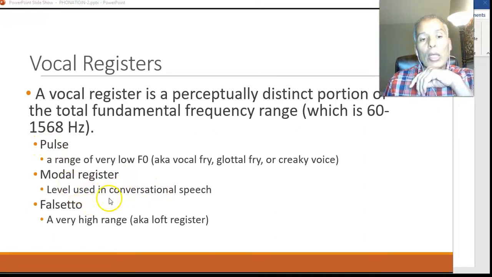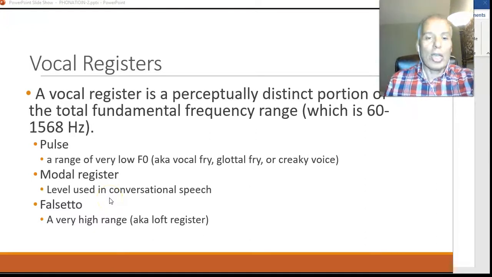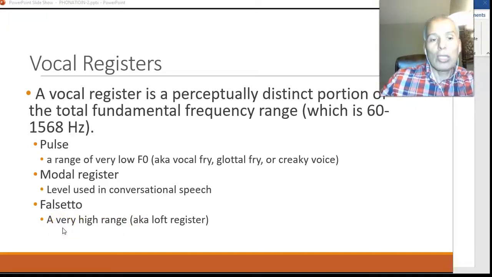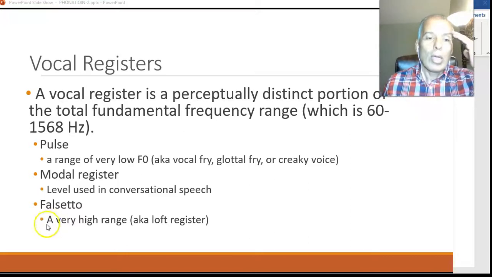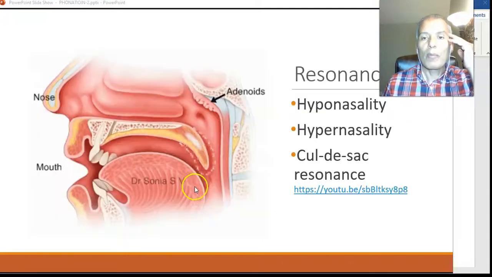And modal is what we use in conversational speech on average, the range that we use in conversational speech. And falsetto is the higher end frequency. Sopranos, they use falsetto. And that's, again, the higher end of the spectrum of frequency.